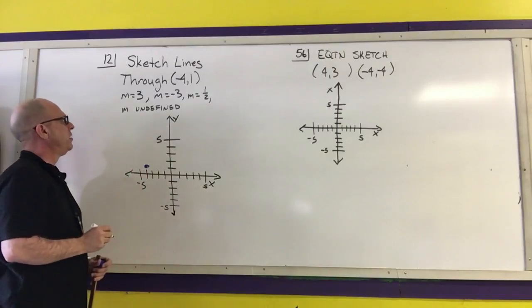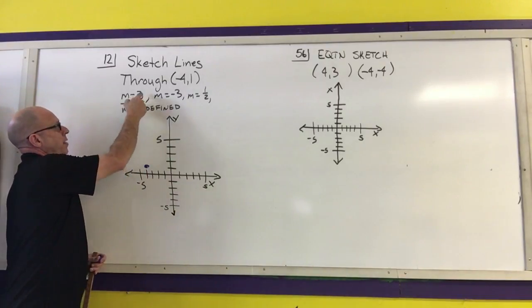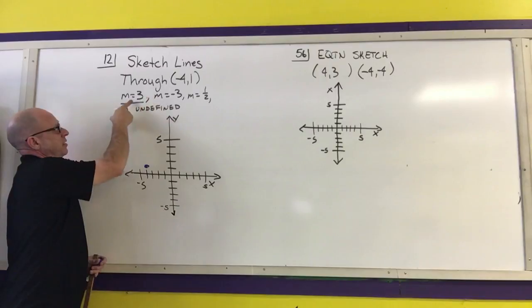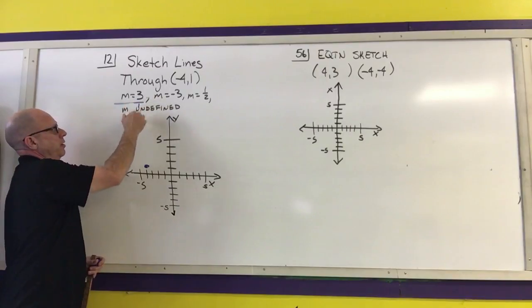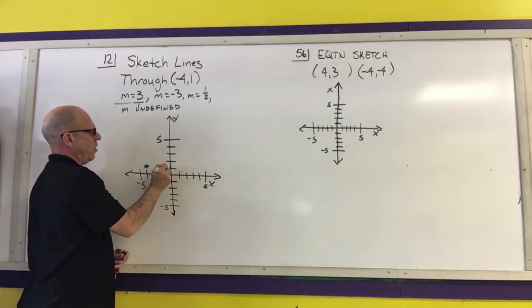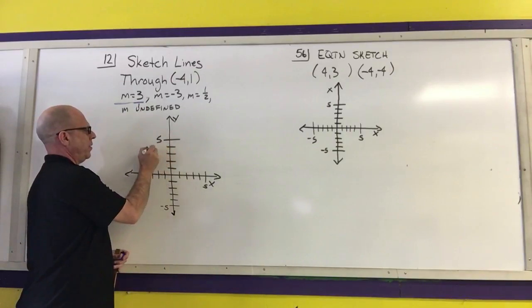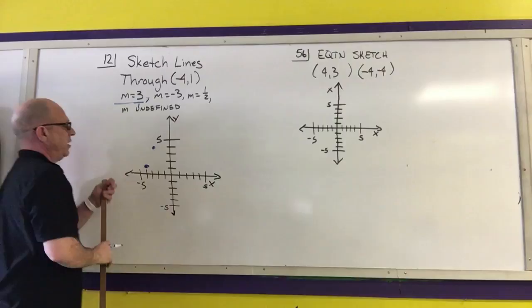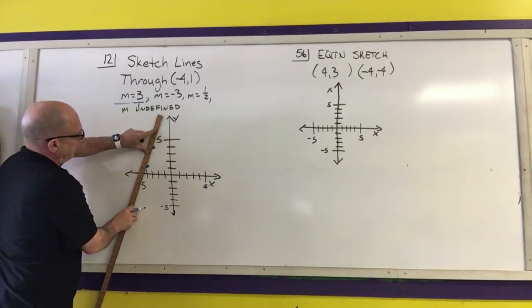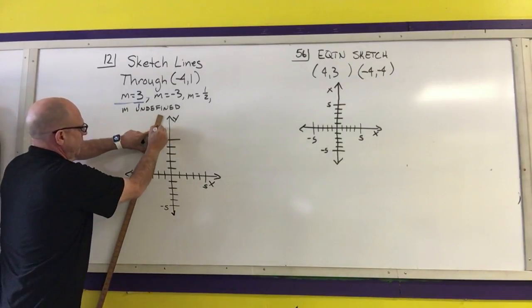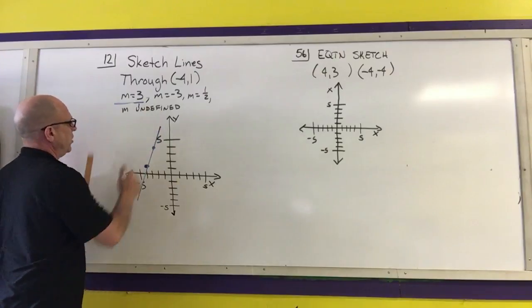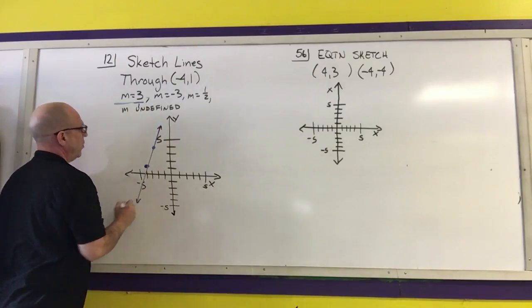And to use the slope method to plot the line, remember that the slope of 3 means the same thing as 3 over 1. So I'm going to go 3 up and 1 to the right. 1, 2, 3 up and 1 to the right. That is my first line. Use a straight edge when you are graphing them, and make sure you put arrows on both ends.